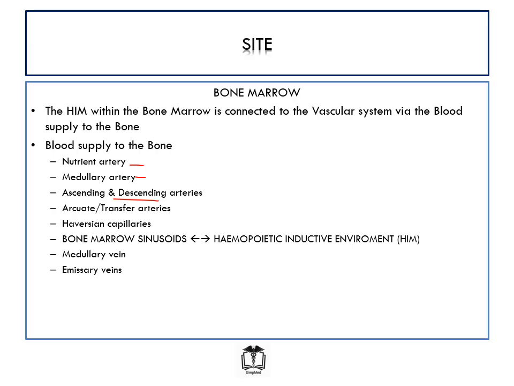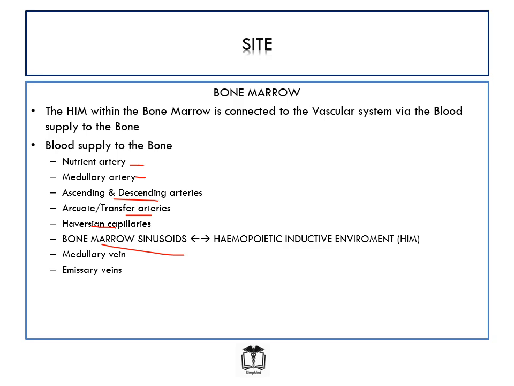Then the ascending and descending arteries eventually become what we call arcuate or transverse arteries. These would eventually divide into a smaller set of arteries or capillaries, what we call Haversian capillaries. I'll show you that in a minute. The Haversian capillaries would eventually become even smaller forms of vascular structures, what we call bone marrow sinusoids. These bone marrow sinusoids tend to give rise to the hematopoietic inductive environment.